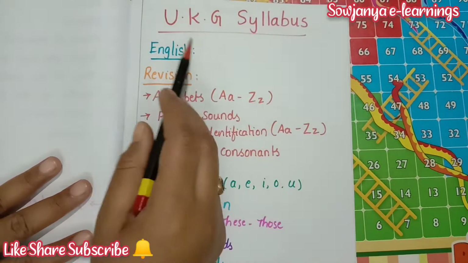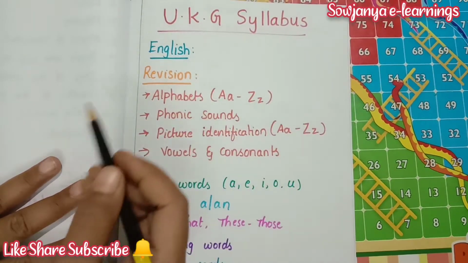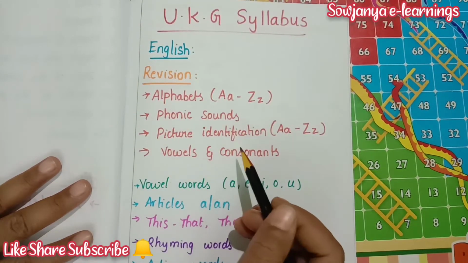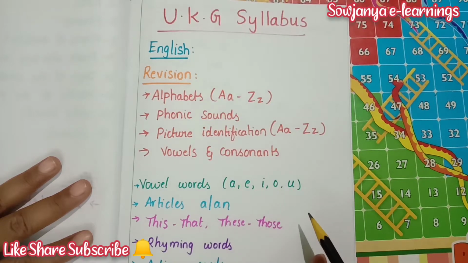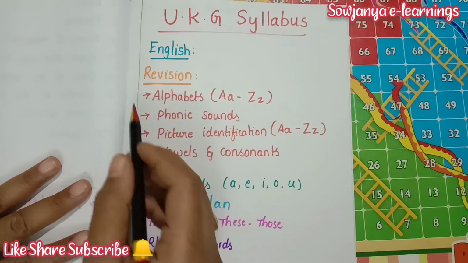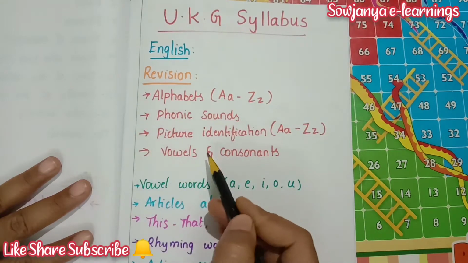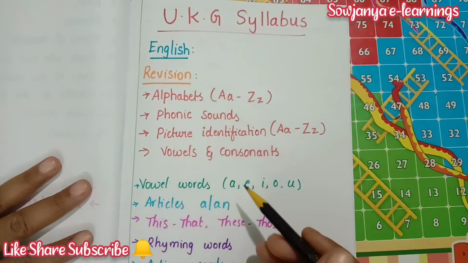Today I am going to tell the syllabus of UKG. In UKG they have 4 subjects: English, Maths, GK and Hindi. First I'll tell what is the syllabus we have in English. In English, already in LKG they learned alphabets and all. Once we have to revise everything.